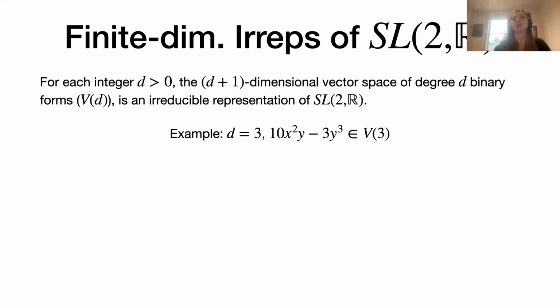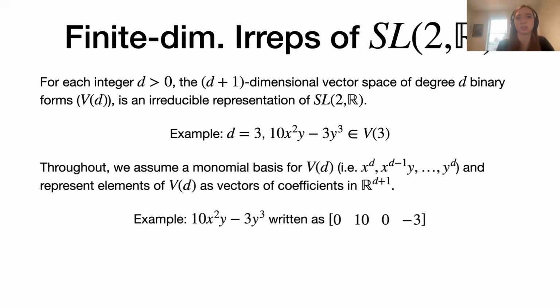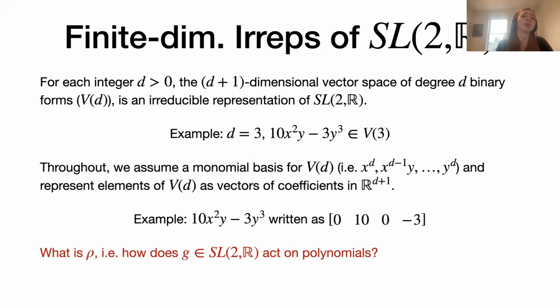So here's an example for d equals 3. And note that all the terms here are degree 3. And we're going to work with a monomial basis. So again, we can translate this particular polynomial to a monomial basis. And so we've now specified the vector space part of the irrep.